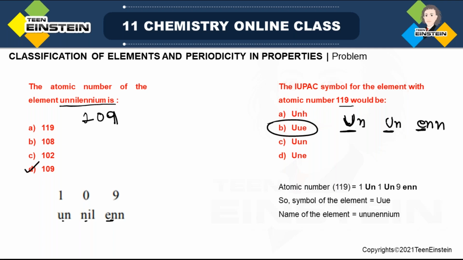So atomic number 119, and it should be ending with ium. Though it is true that the full name they are not asking, they are asking only the symbol. The symbol is fine, UUE. But if suppose the name is asked, in that case it will be un, un, enn, and then you have to write ium. That is a suffix.